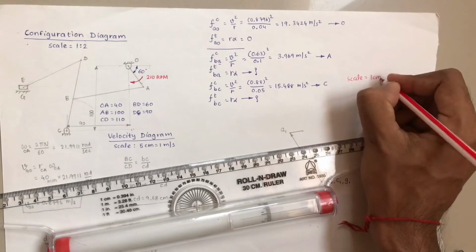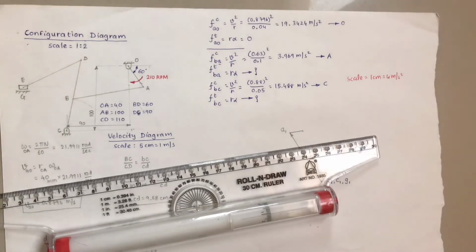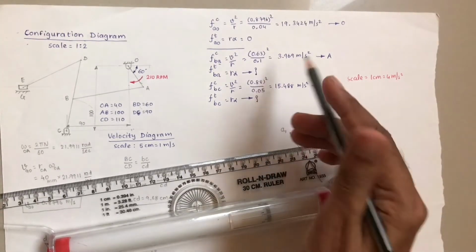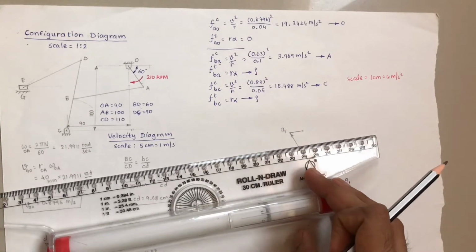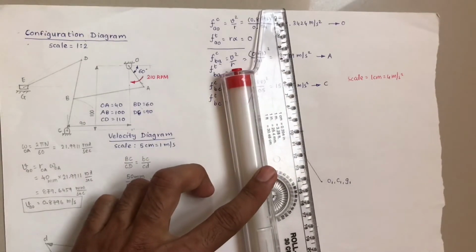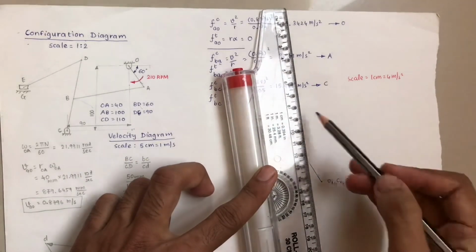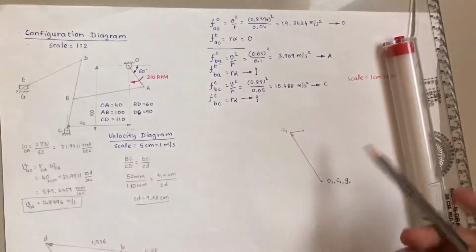One centimeter equals 4 meter per second square. According to available space, you can consider the scale. So this one is the centripetal component. Now the tangential component. We don't know the tangential component, but definitely we know it is perpendicular. So here is the perpendicular line of the centripetal component. That value is not known, so I extended.